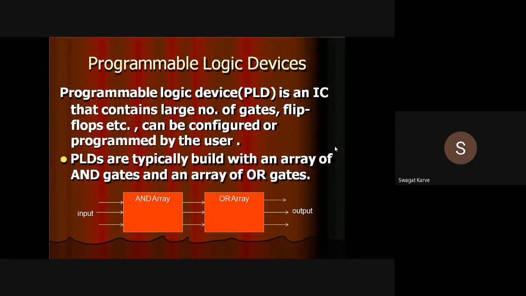So the PLDs are typically built with an array of AND gates and an array of OR gates. So this PLD consists of an AND array as well as an OR array, right? This combinedly forms the PLD, that is programmable logic device. It consists of an AND array and also an OR array. So this PLD, programmable logic device, is a basic building block of digital system design, right? So it's an IC.